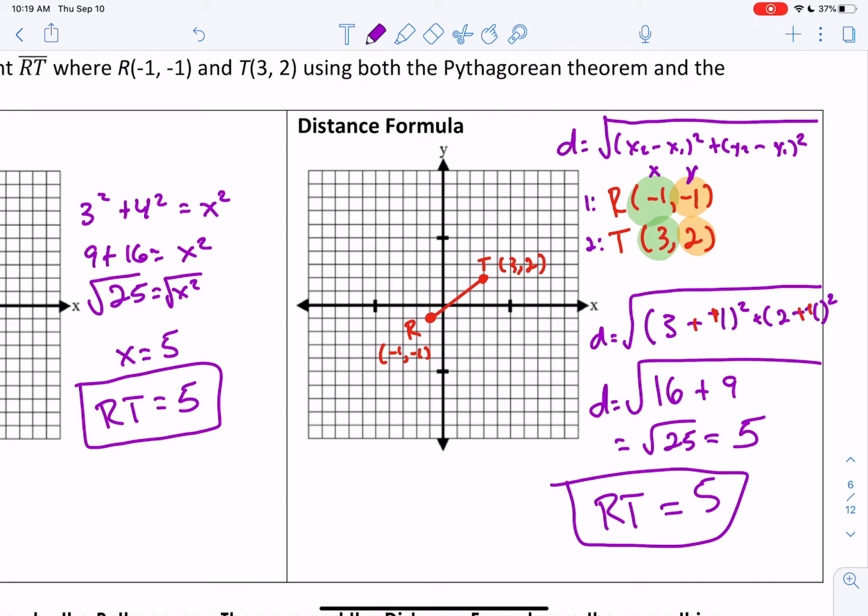Now, both of these are perfectly fine ways to solve this. It's up to you how you want to do it, if you want to use distance formula or Pythagorean theorem. Now, the reason we do both is the Pythagorean theorem only really works if you have a coordinate grid like I have right here. If I don't have a coordinate grid and I just give you 2 points, you're going to have to use the distance formula. So I'd be able to do both.